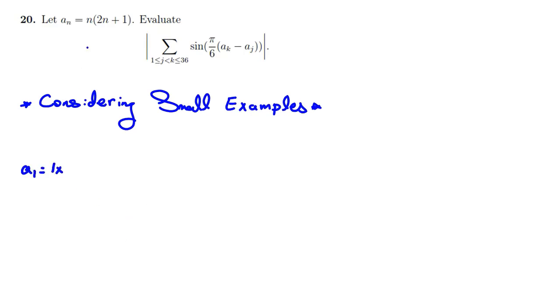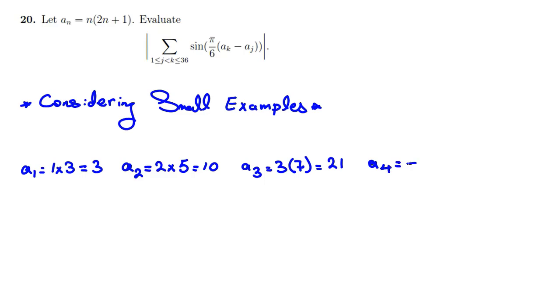It is 1 times (2 plus 1), 3. A2 is what? It is 2 times 5. A3 is what? 3 times 7. So let's write these numbers also. A1 is 3. A2 is 2 times 5, it's 10. A3 is 3 times 7, which is 21. A4 is 4 times 9, 36. And we want to consider differences, for example, 10 minus 3, 7.